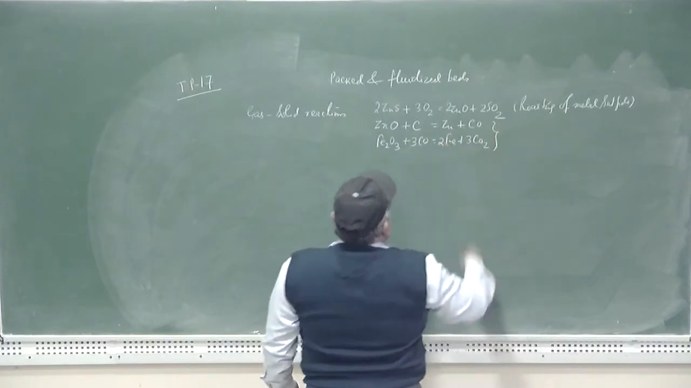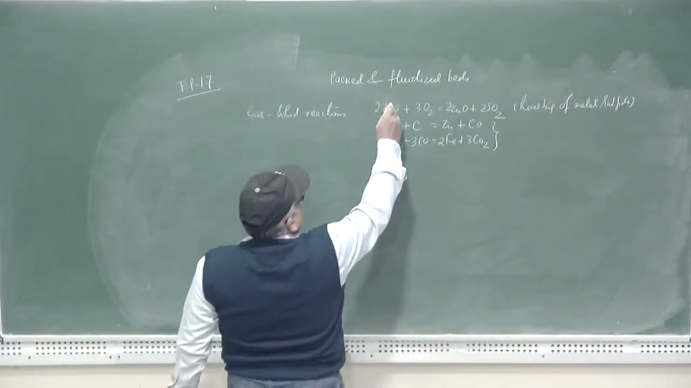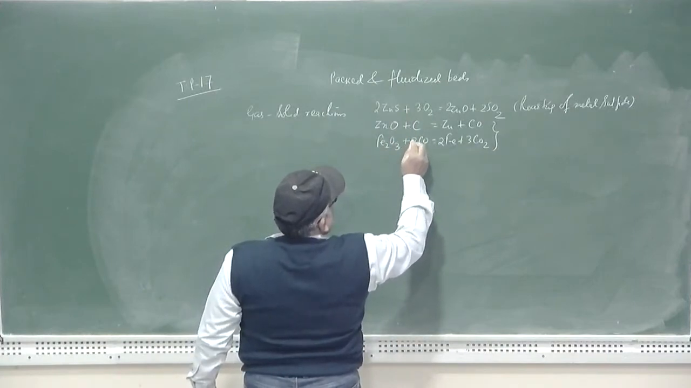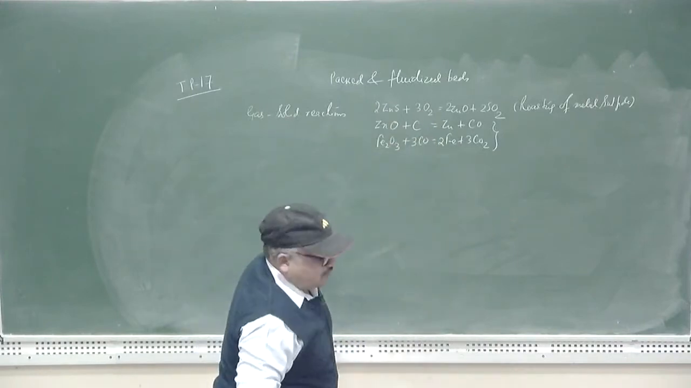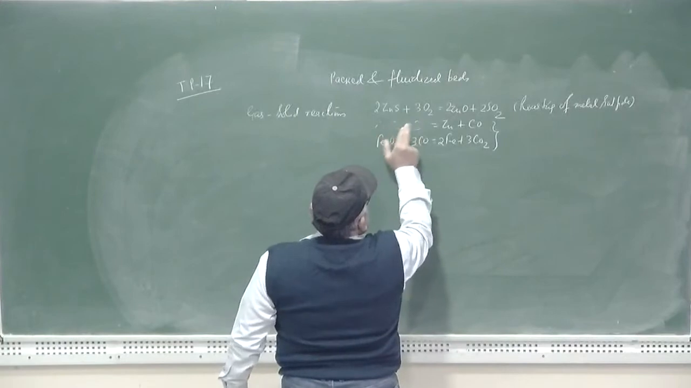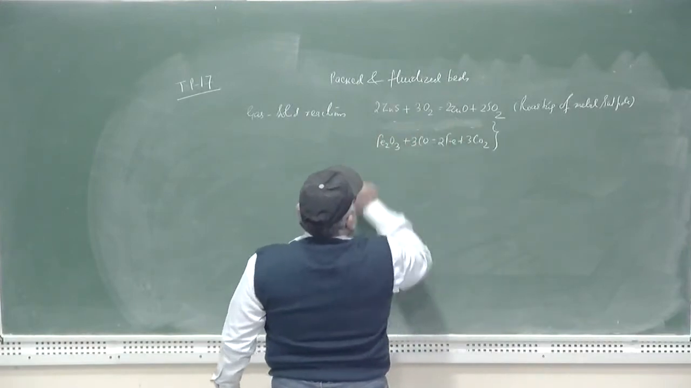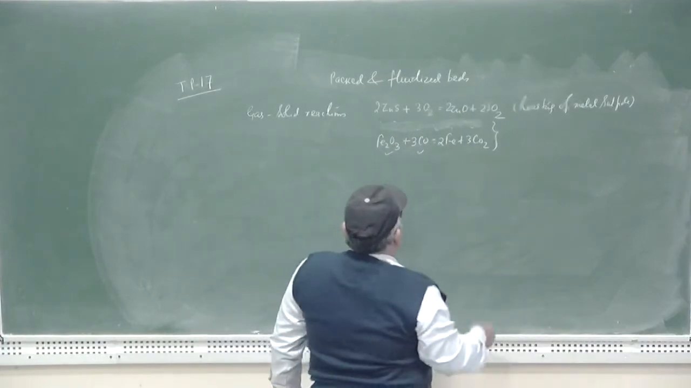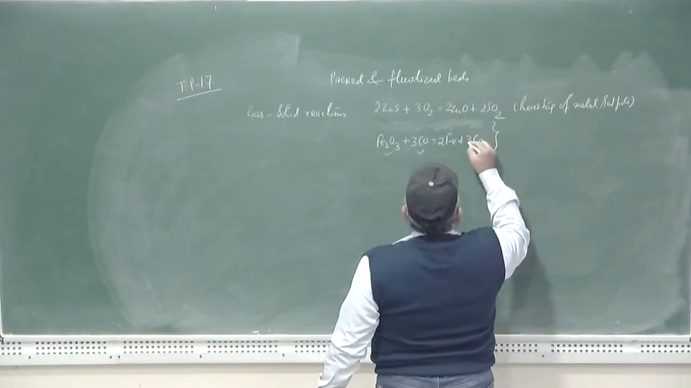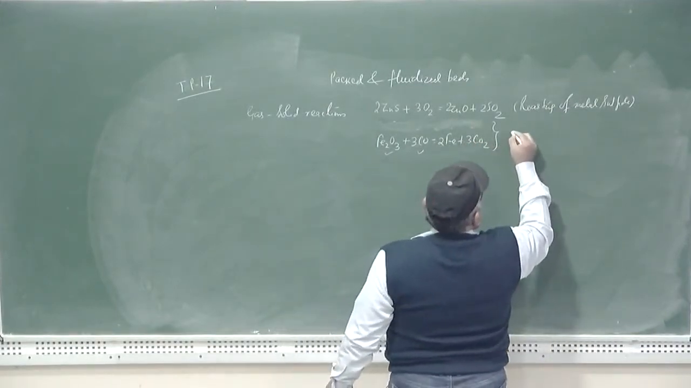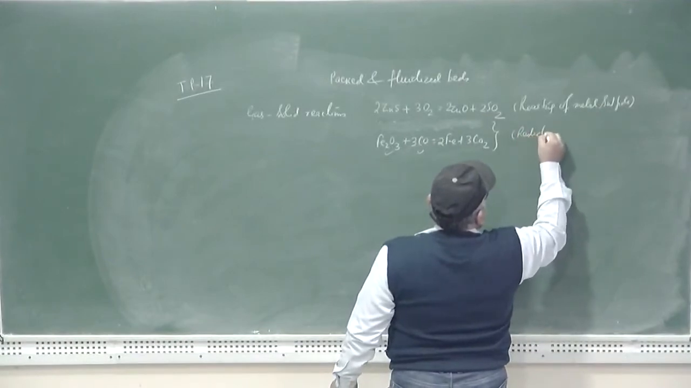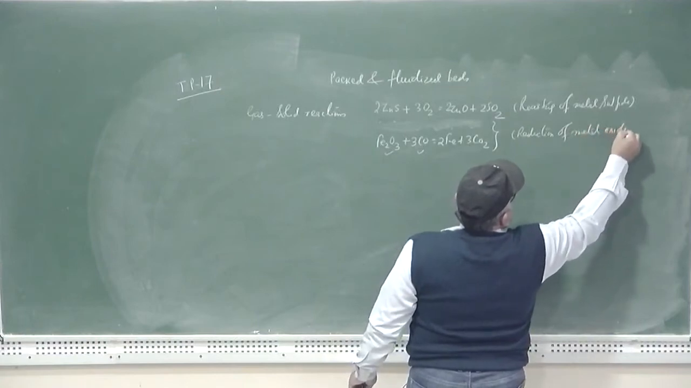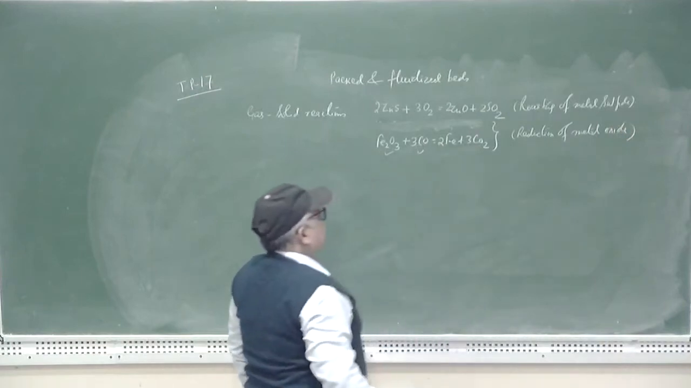In all these reactions, you will find that there is a solid, there is a gas, solid gas. Another example is, this is solid, this is gas. So, this is called your reduction of metal oxide. This example corresponds to reduction of metal oxide.